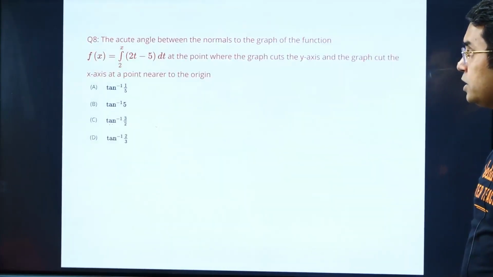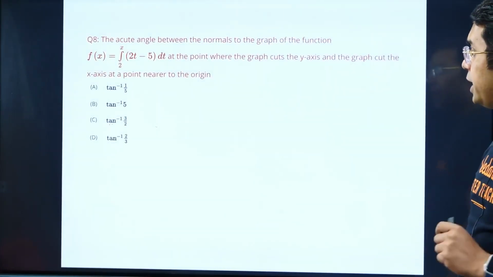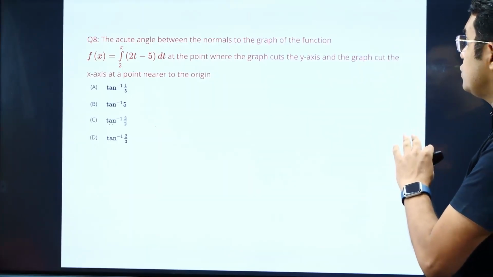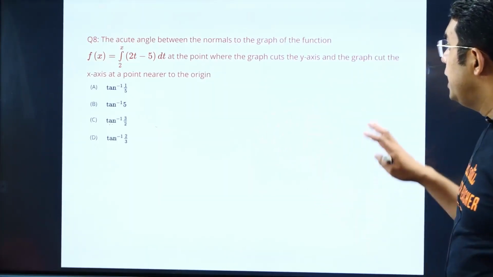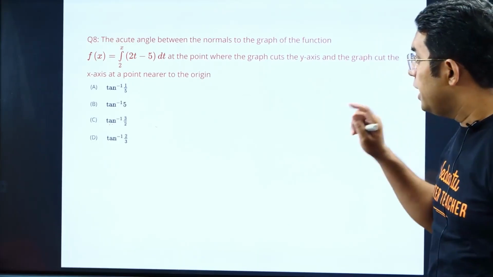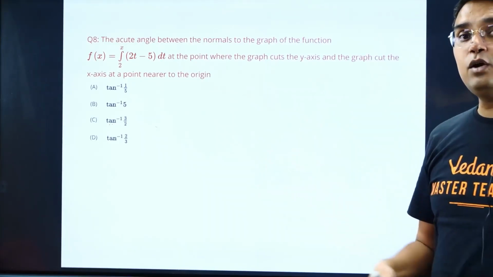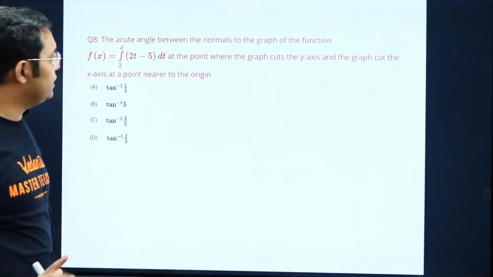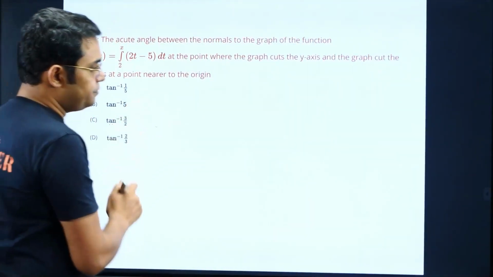Question number 8. The question says: the acute angle between normals to the graph of function f(x) at points where the graph cuts the y-axis and the graph cuts the x-axis at a point nearer to the origin. Let us see what this graph is. I think it is very easy integration, you can do it.